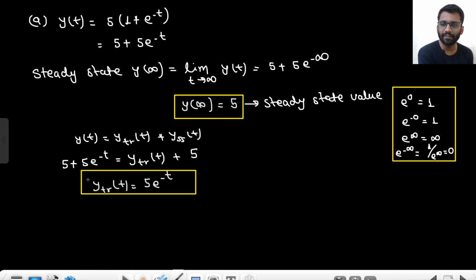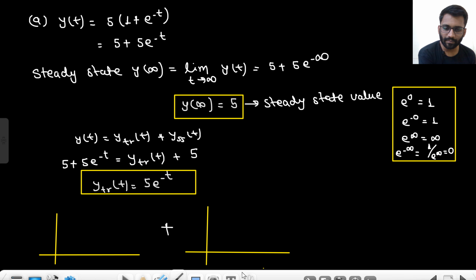Now we can see it by the graph as well. You can draw the graph of the two portions. One is 5. One is 5 e to the power minus t. This plus this is equal to your final y(t). So what is the graph of y steady state? 5 is a constant value, so it is simply this 5.